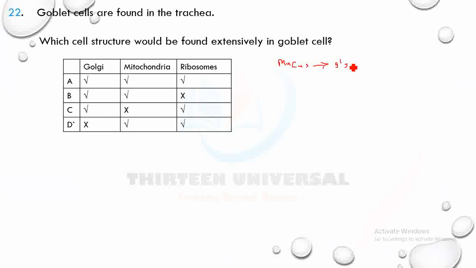A glycoprotein is a glucose chain plus protein. So the protein is synthesized in the ribosome, so it must have ribosomes or RER. And then it must have Golgi because Golgi is what modifies the protein by adding carbohydrate to it, glycosylation. So the answer is A. Mitochondria provides energy for all of these processes.